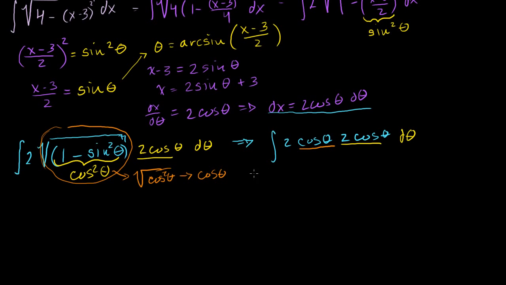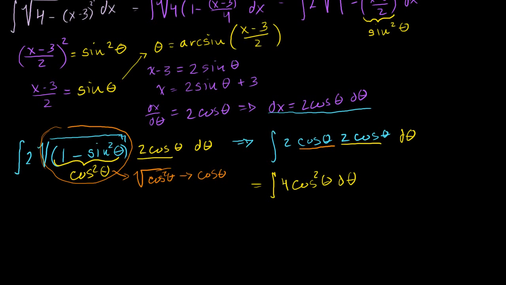Now this is equal to 4 times cosine squared of theta d theta, which by itself is still not an easy integral to solve. I can't do u substitution or anything like that there. So what do we do? Well, we resort to our good old trig identities.